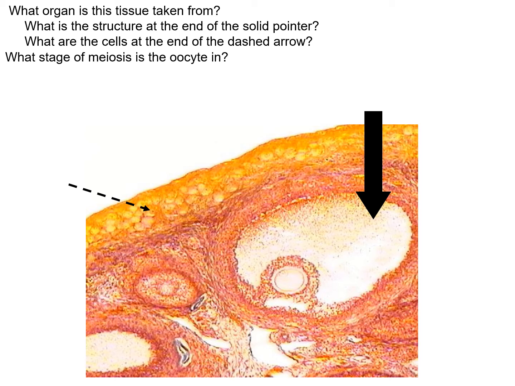That's an ovary. It is from an ovary. A follicle, the structure at the end of the solid pointer. It is a mature follicle, the Graafian follicle. Mm-hmm. And what cells are at the end of the dashed arrow? Oh, those are little baby ones. Primordial follicles. That's true. That's the structure, but what cell is in them?